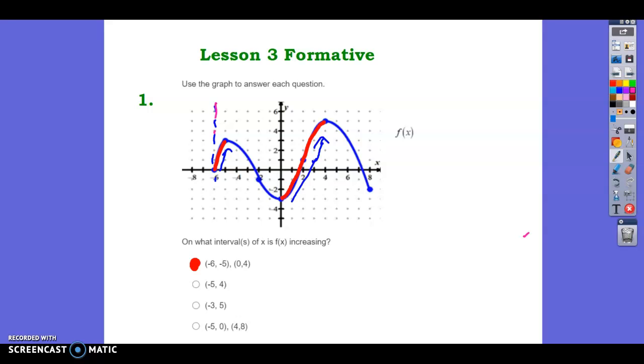All right, and a purple pen. From -6 to -5, and from 0 to 4. And if you're having questions about why there are no hard brackets, go back and watch the video for increasing and decreasing.